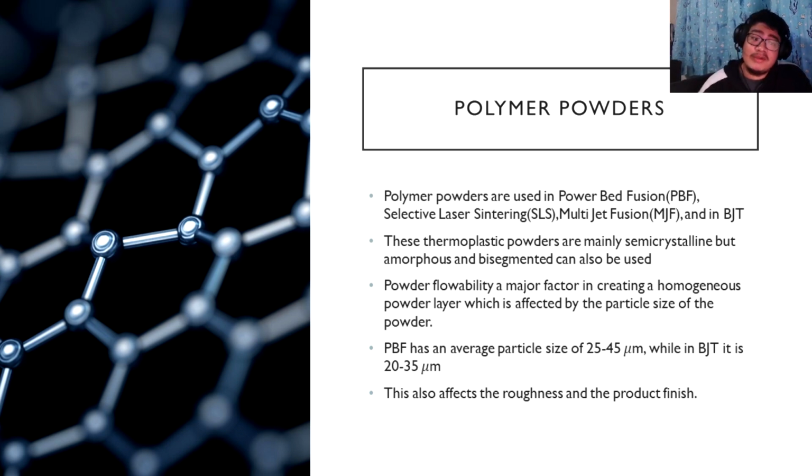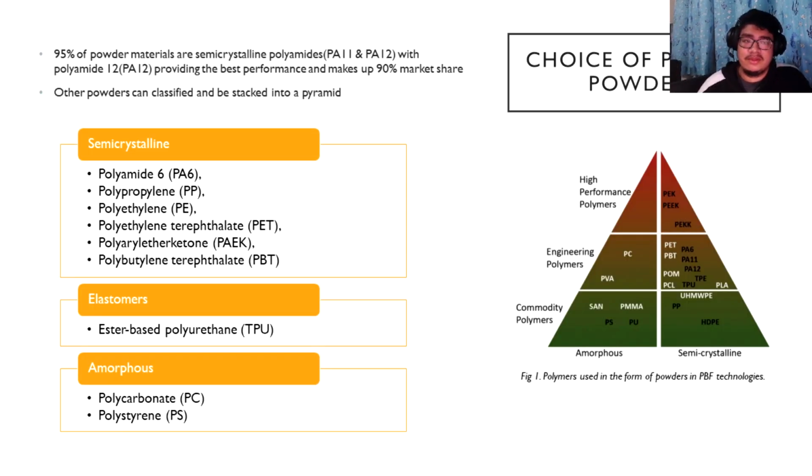Powder bed fusion usually has an average particle size of 20 to 45 micrometer, while in BJT they usually have a particle size of 20 to 35 micrometer. The particle size also affects the roughness and the product finish. As you can see, 95% of the powders are semi-crystalline polyamides, which are PA11 and PA12, with PA12 providing the best performance and making up 90% of the market share for polymer powders.